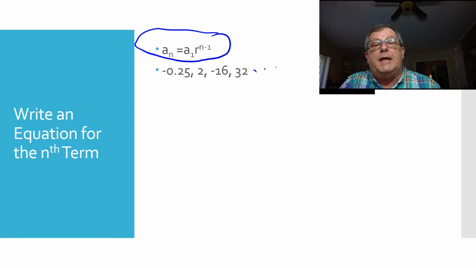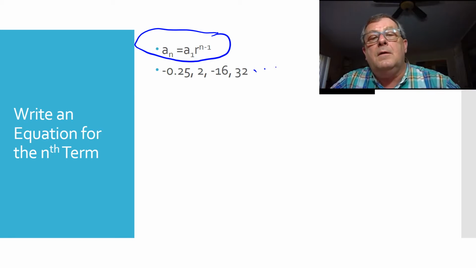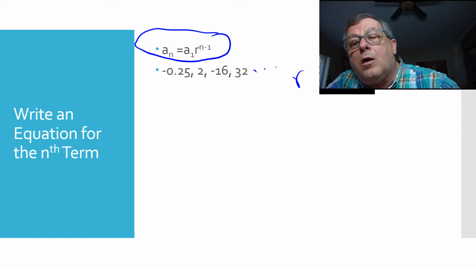And I might want to do that again just to satisfy myself that I do have the common ratio. I could divide negative 16 by 2, which is also going to be negative 8. Or I could just multiply 2 times negative 8, and that's going to equal negative 16. And so I'm pretty well satisfied that r is equal to negative 8.